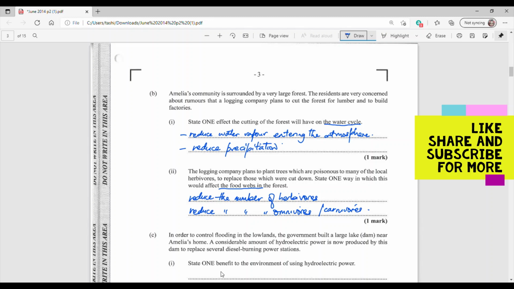And we would have consumers turning to other sources of food. So if that source that they normally get is no longer available, then they will turn to other sources of food. Consumers turning to other sources of food.